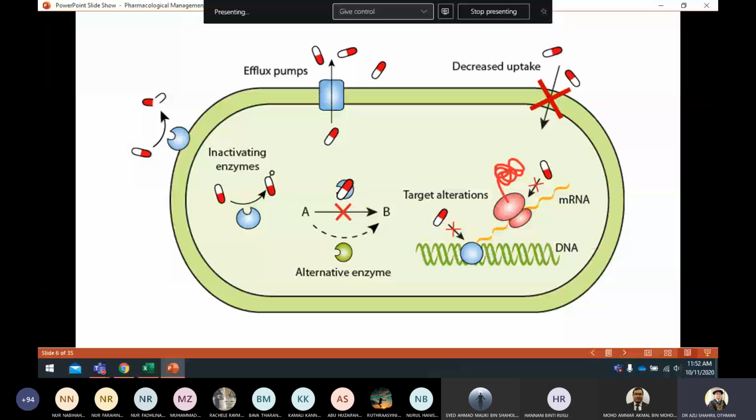Okay, if you have to worry about the mechanisms of resistance, you still need to know everything in terms of the mechanisms of resistance. But the one that you really do need to understand and to remember in detail is your inactivating enzymes, which we are going to discuss a little bit more in a short while.